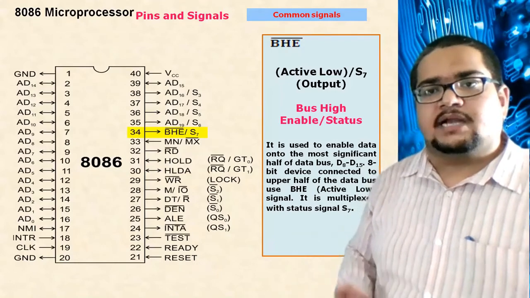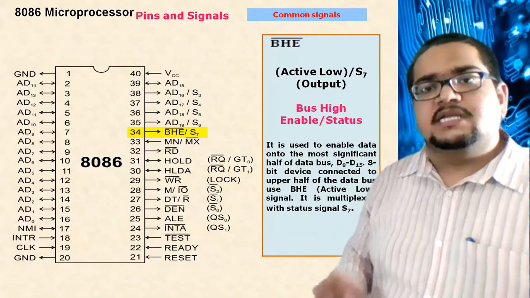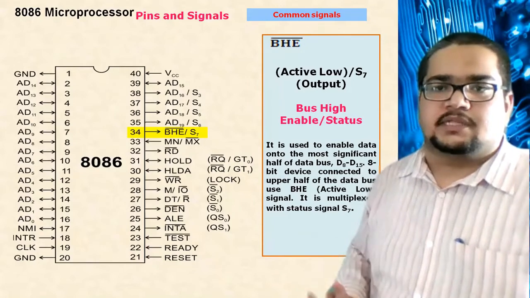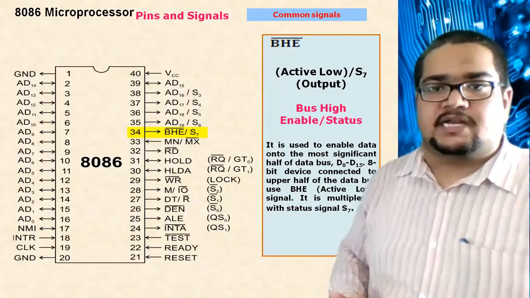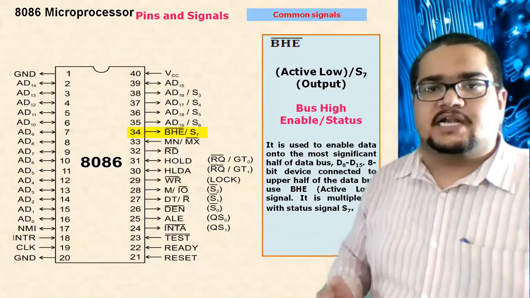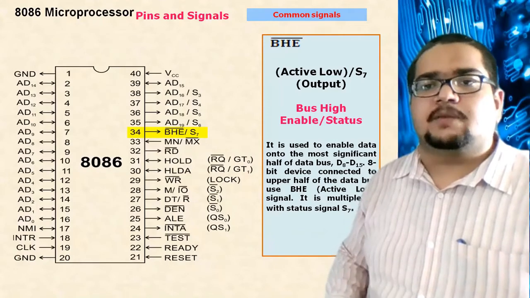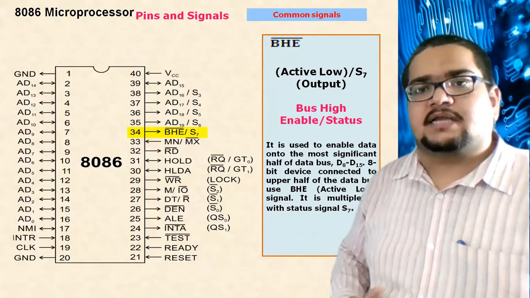Even though they are time multiplexed with the status lines, the status lines are also output indicators only. Status, they will show some status. Those signals which are status lines are also output only. They are not input, they are output from the processor. That is why the lines are coming out.